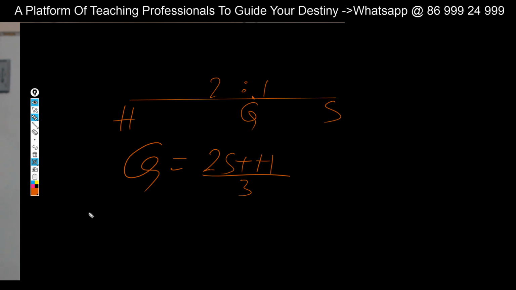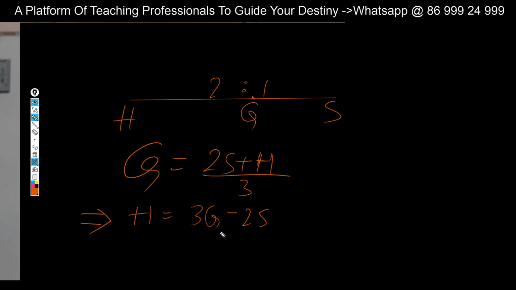Among these three, if you are given any two, you can find out the third one. What is that? If you are given the orthocenter and circumcenter, you can find out the centroid using this formula: G = (2S + H)/3. If you want H here, H is nothing but 3G minus 2S.